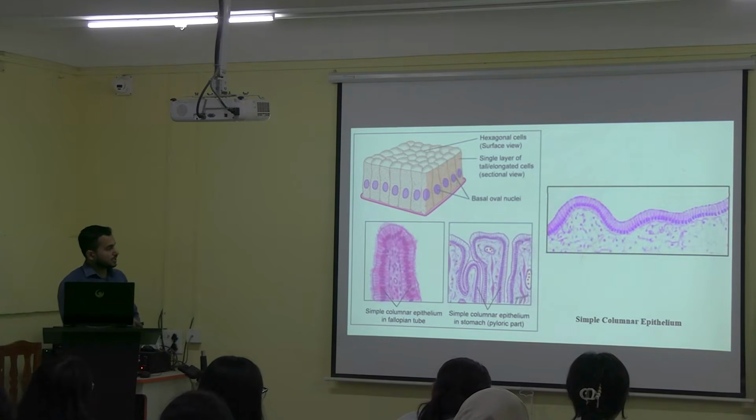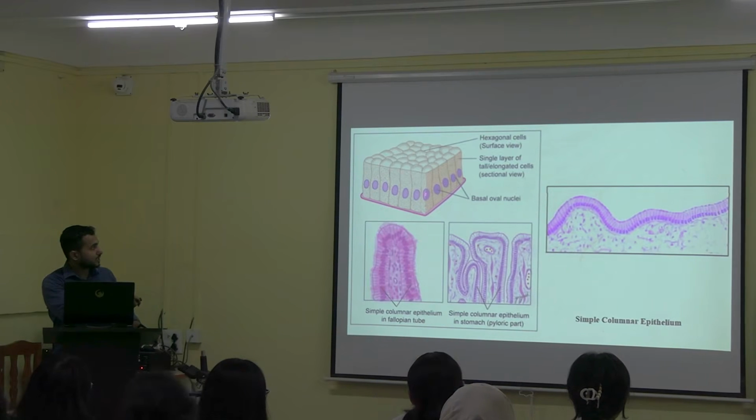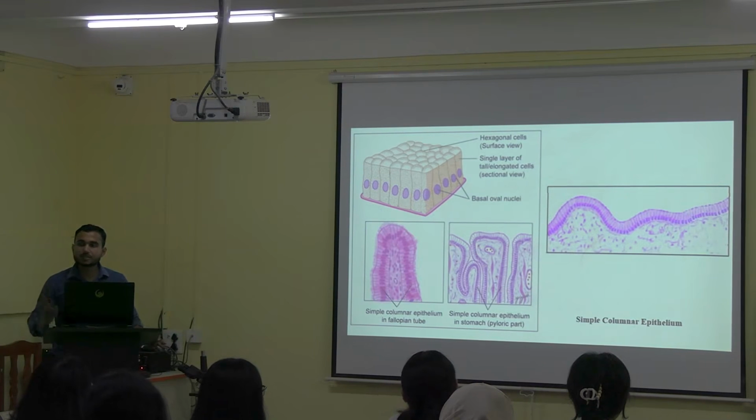Now here you can see the simple columnar epithelium. This is the schematic diagram. See the height of the cell. Okay, it is tall, but the width of the cells is less. And see the nucleus. It is situated near the basal part of the cell. Okay, these are some important features of the simple columnar epithelium.